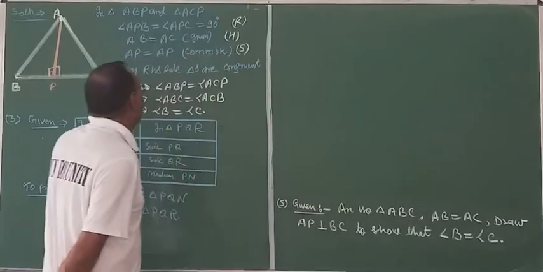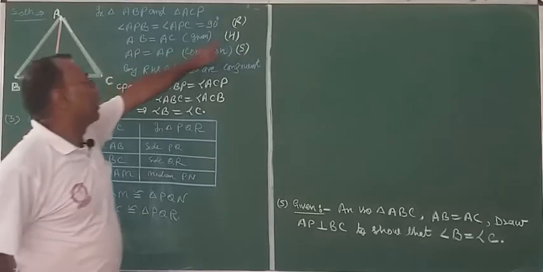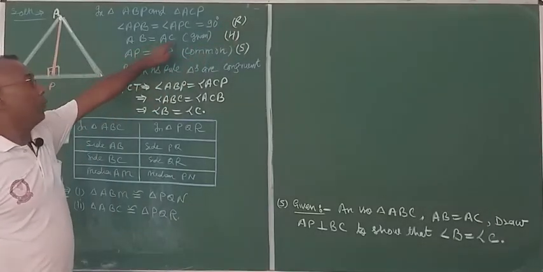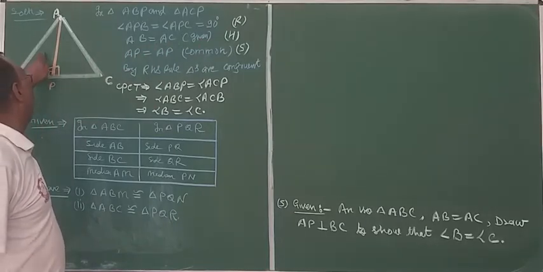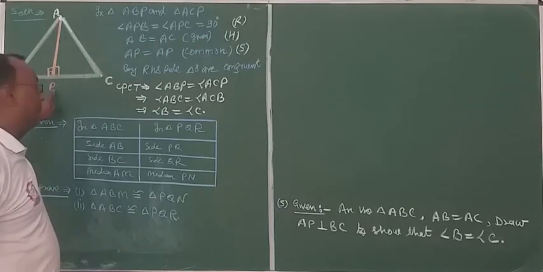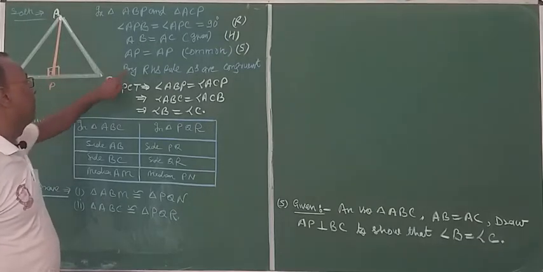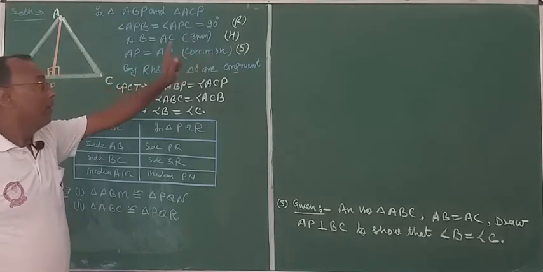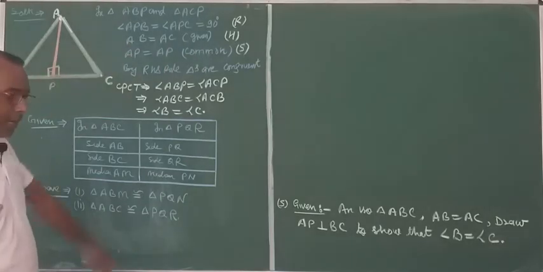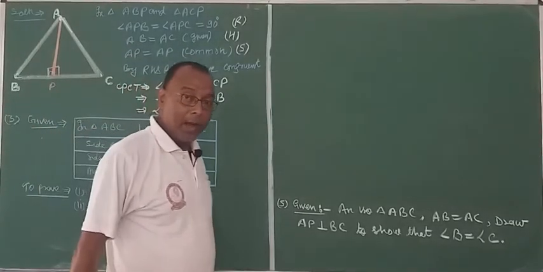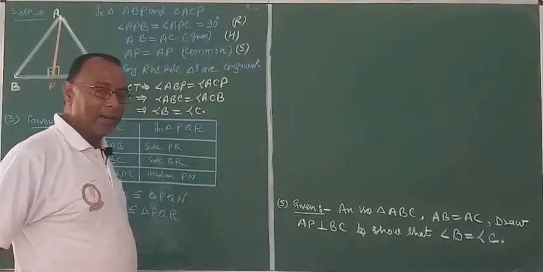So by what rule? Just look here. This angle P and this angle P both are 90 degrees, they are right angles. AB is equal to AC. AB is the hypotenuse for triangle APB, and AC is the hypotenuse in triangle APC. AB is equal to AC is given, that is the hypotenuse, and AP is common, that is the side. So by RHS rule, both the triangles are congruent.